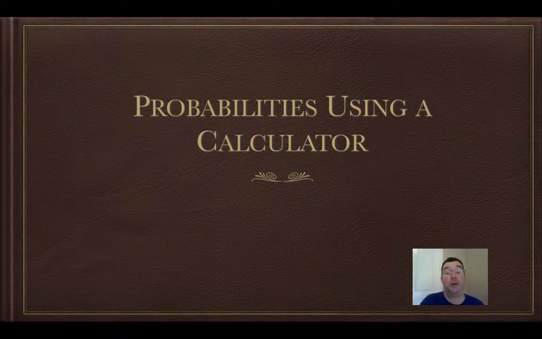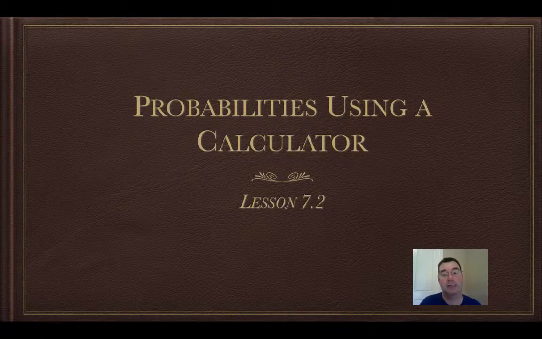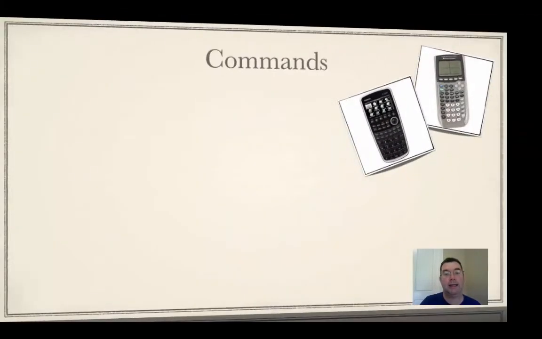All right, we are going to move on in our discussion of the normal distribution, and we're going to talk about how to find probabilities in a normal distribution using a calculator instead of using those percentages that we had on that graph. So this is lesson 7.2, and let's get started.